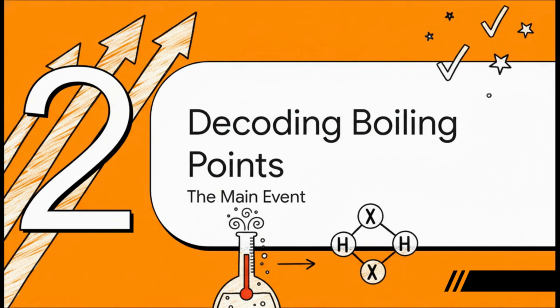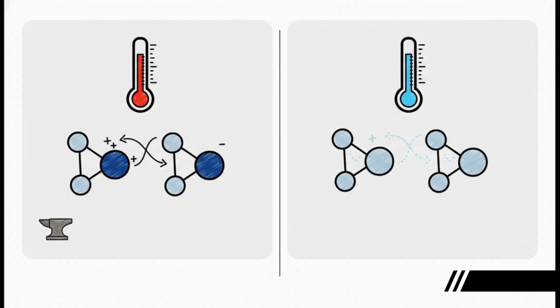We're on to the main event here, decoding boiling points. Pay close attention, because this is a huge favorite for exam setters. Okay, first up, let's put haloalkanes in the ring with their parent alkanes. Who's going to have the higher boiling point? Well, it's the haloalkane. And it's not even a close fight. It wins every single time.